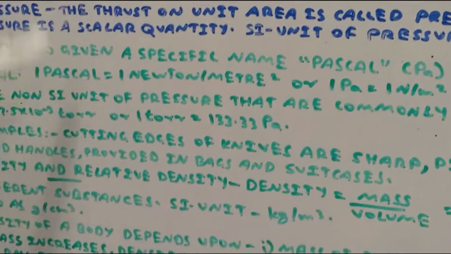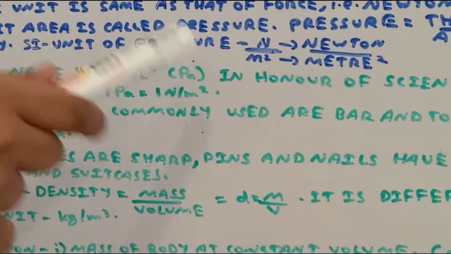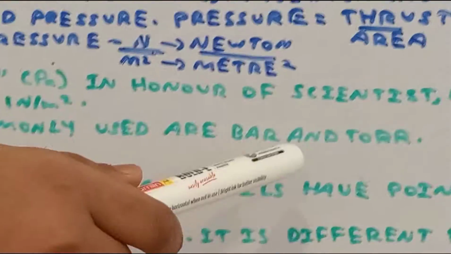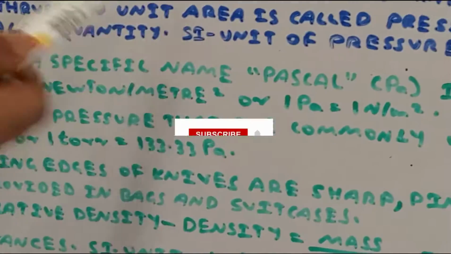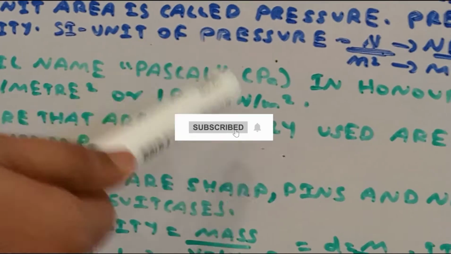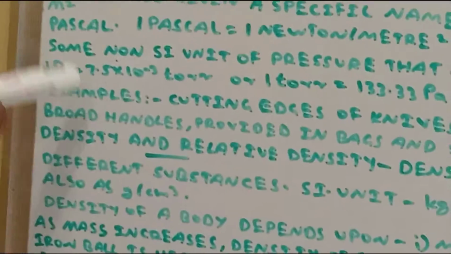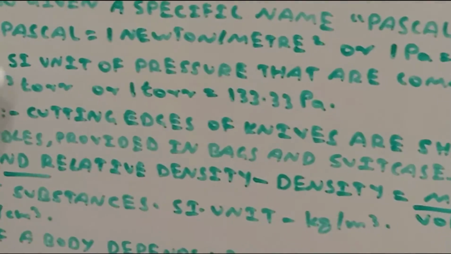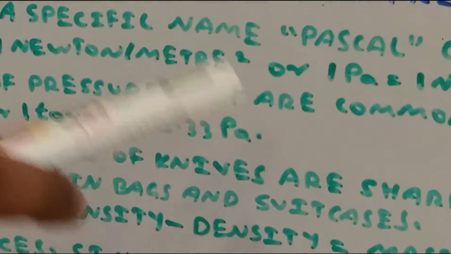N/m² is also given a specific name, Pascal, or Pa, in honor of the scientist Blaise Pascal. 1 Pascal is equal to 1 Newton per meter square, or 1 Pa is equal to 1 N/m². Some non-SI units of pressure that are commonly used are bar and torr. 1 Pa is equal to 7.5 × 10^-3 torr, or 1 torr is equal to 133.33 Pa.